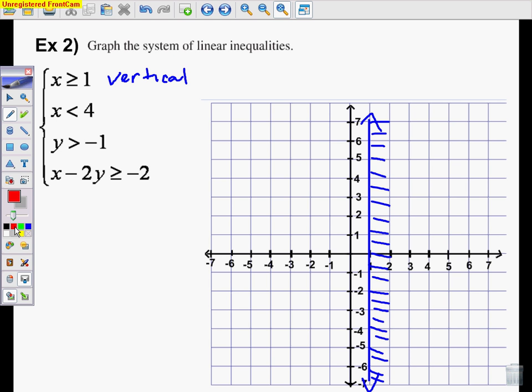Our next inequality that we have is x is less than 4. Again, this is going to be vertical because it's just x equals. So we're going to make a vertical line. This time it's going to be dotted because there's no line under it. So we have a dotted vertical line through x equals 4. So here that is there. This is x is less than 4. So we're going to be shading to the left because that's all of the things that are less than 4.